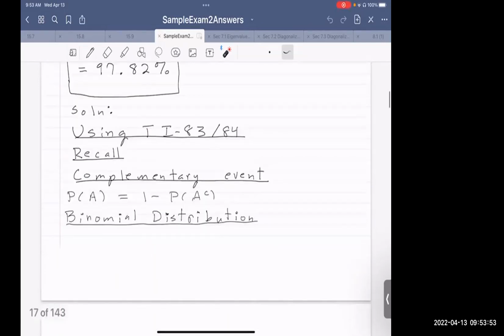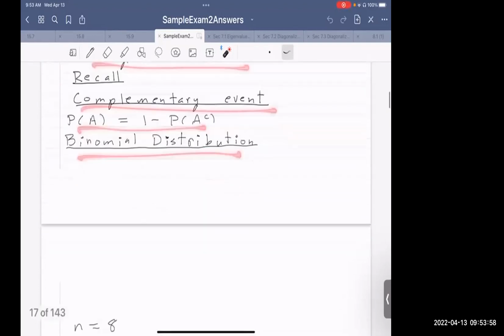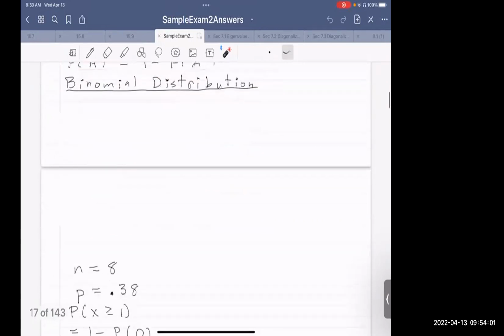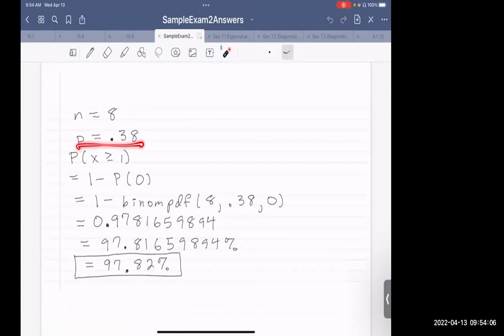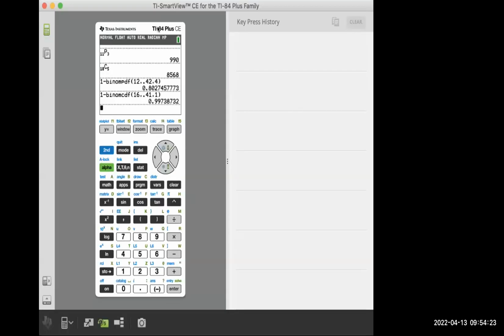So again, we'll be using the complementary event. This is a binomial distribution with n equals 8, p equals 0.38. So to find the probability X is greater than or equal to 1, I'll just do 1 minus the probability X is 0. So I'll use the binom PDF command. So 1 minus binom PDF 8, 0.38, 0. And so let me use technology to compute this.